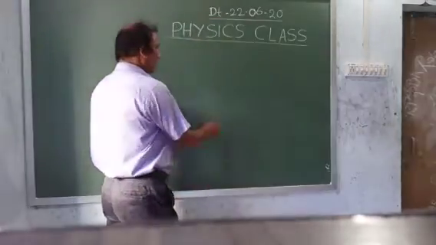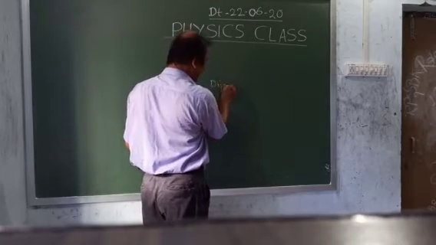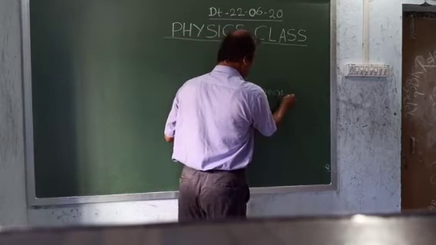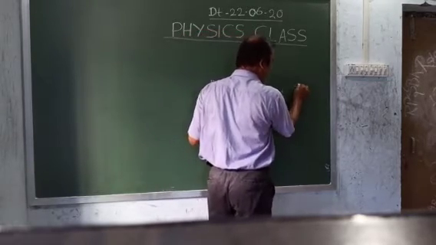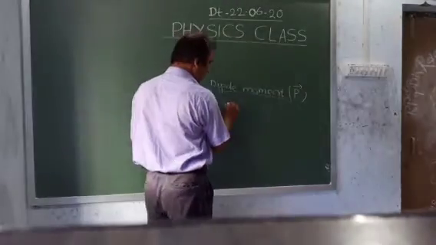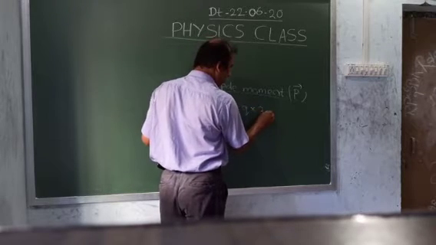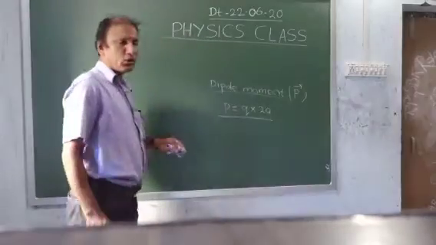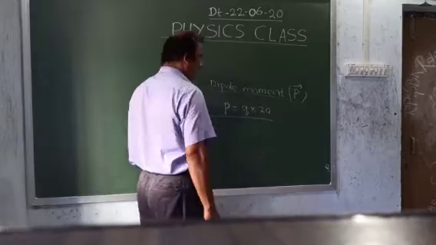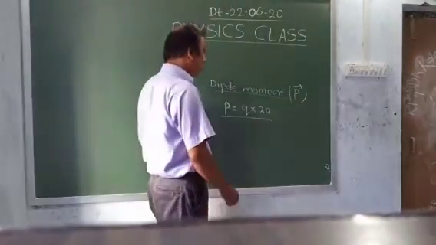So how is it measured? It is measured in terms of dipole moment. It is denoted by the capital letter P. It is a vector quantity. So dipole moment is nothing but P is equal to q into 2a. This is the magnitude of the dipole moment vector. P is the dipole moment vector. Its magnitude is the charge multiplied by the distance of separation between the two charges.